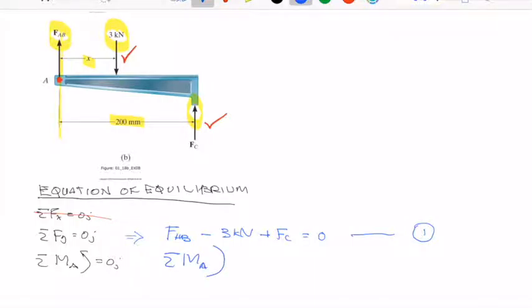I will call this positive. Now, if I'm sitting at point A, I will see my 3 kilonewton going the other way around. So I have 3 kilonewton as my force, times x, that is my moment arm. And I also have a positive FC, and the moment arm is 200 millimeters. This is equation number 2.